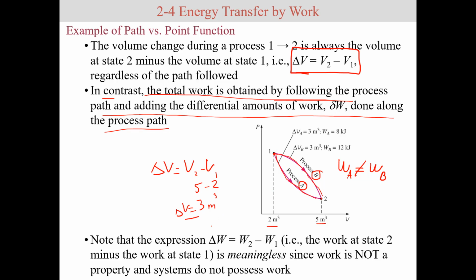So again, there's no such thing as delta W. There's no such thing as work at state 1 and work at state 2. It is the work that occurred in order for the state change from state 1 to state 2 to occur. So the better designation is W 1-2, not delta W equaling W2 minus W1. That is false, because there is no work at state 1, there is no work at state 2. It was the work that it took in order to change it from state 1 to state 2.